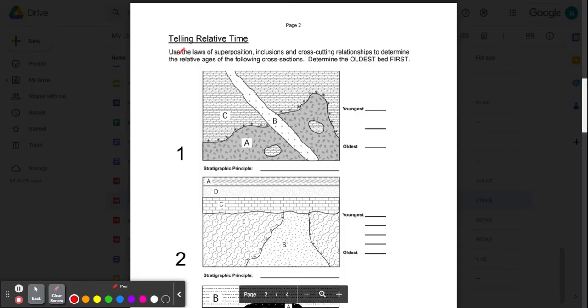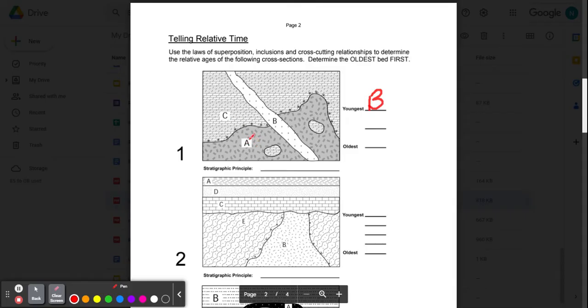So we've got: use the laws of superposition, inclusions, and cross-cutting relationships to determine the relative ages of the following cross sections. Determine the oldest bed first. So we've got A, B, C. Looking at this, B cuts across both of them, so B has to be the youngest. All right, we know that B has to be the youngest. A is sitting here. We've got C. Which one is older? Which one is younger?